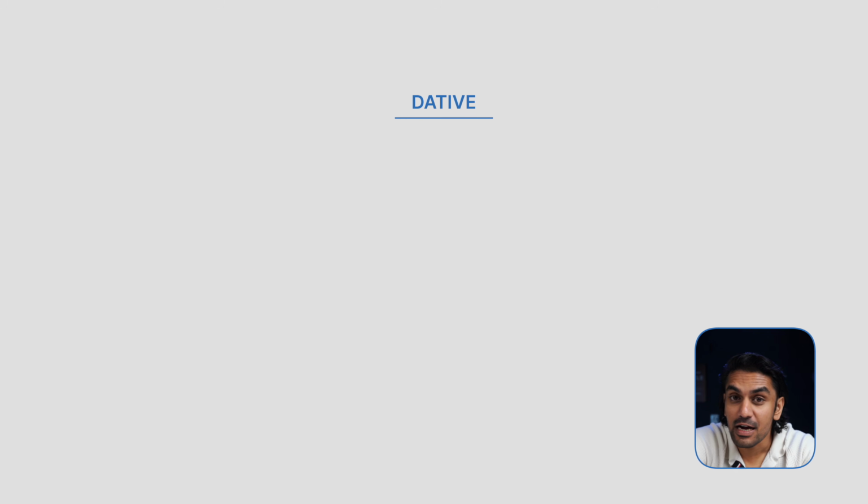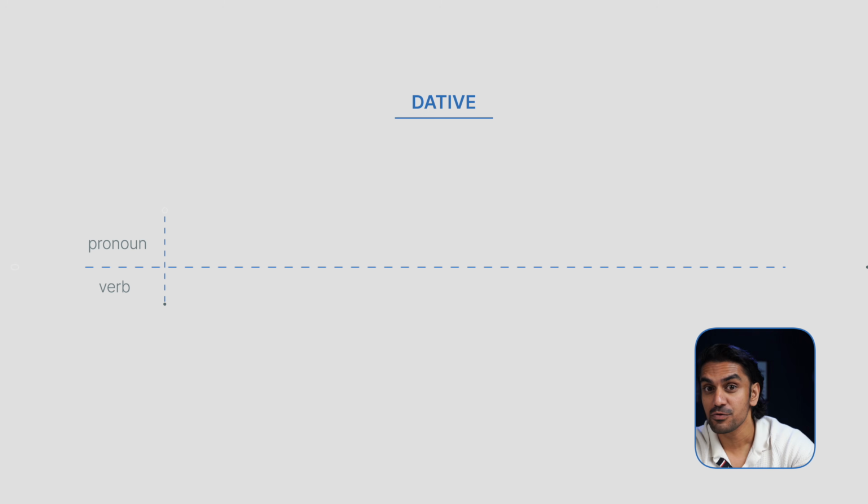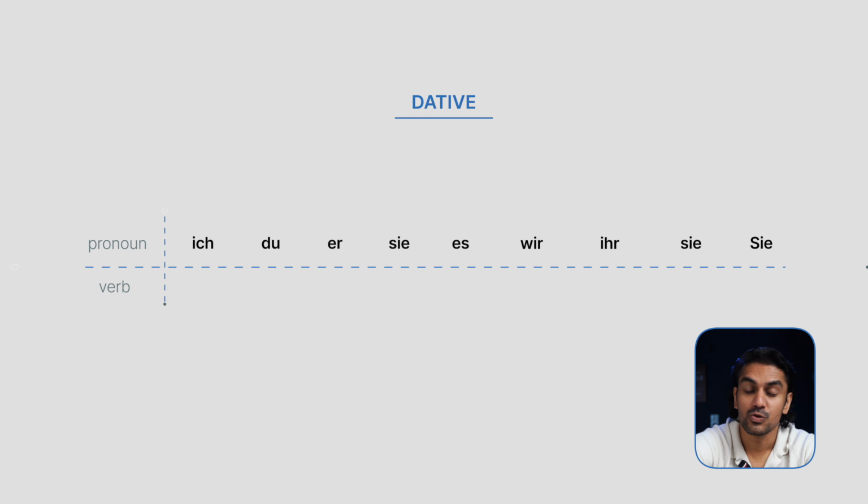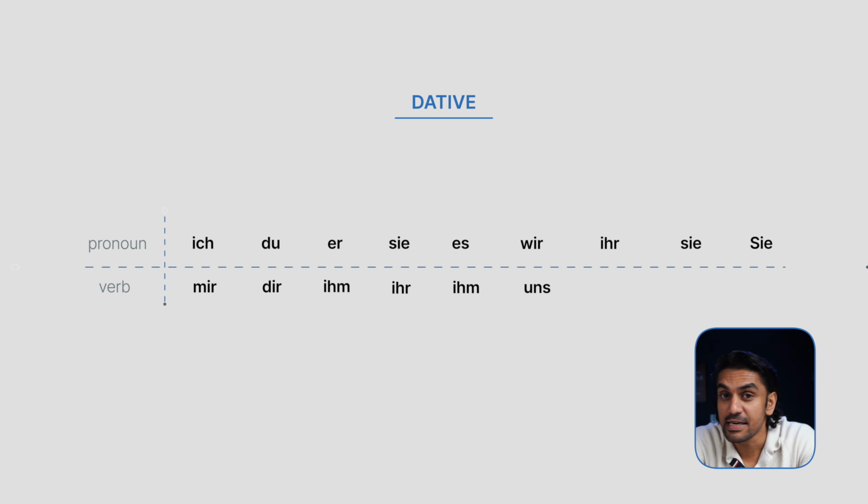Now, just like in accusative cases, personal pronouns change their form in dative too. So ich becomes mir, du becomes dir, er becomes ihm, sie becomes ihr, es becomes ihm, wir becomes uns, ihr becomes euch. The sie with the small s becomes ihnen with the small i, and Sie with the capital S becomes Ihnen with the capital I.